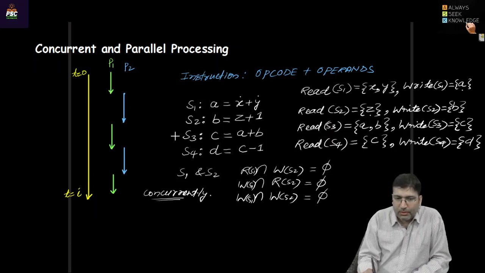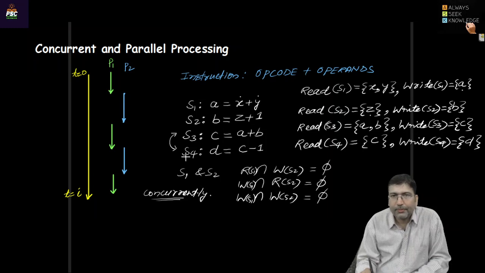Now if you try to find out whether S3 and S4 can be executed concurrently or parallelly or not, we again check. This D is getting updated based on the value of C, and C is being calculated here. So S3 contains C in the write set and S4 contains C in the read set. So a read set and write set conflict is there. S3 and S4 cannot be executed concurrently or parallelly, right?